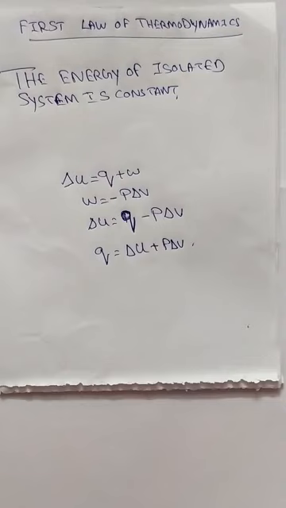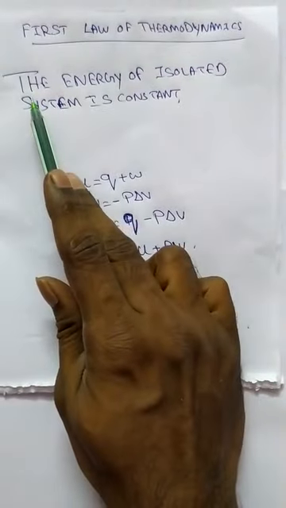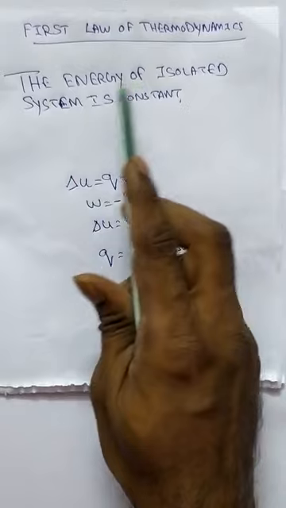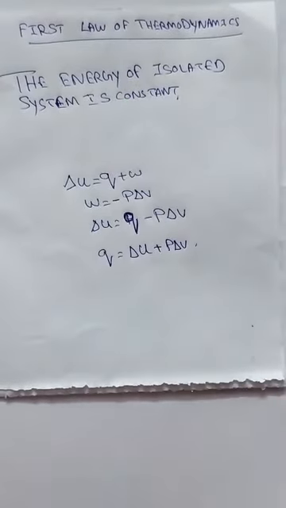There are many statements of the first law of thermodynamics. One of the statements I have shown in the paper is that the energy of an isolated system is a constant. We might have studied in the lower classes that energy can neither be created nor destroyed; it can be transferred from one form to another. Energy of the universe is a constant.